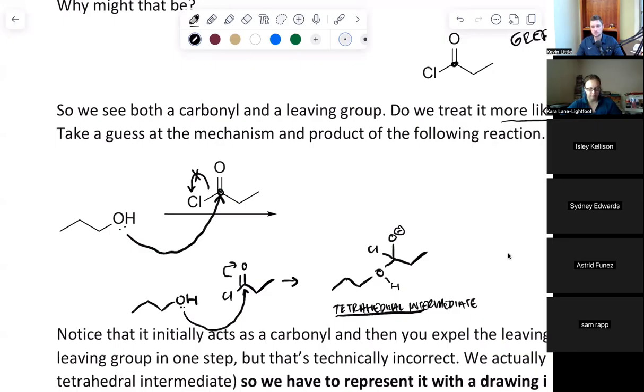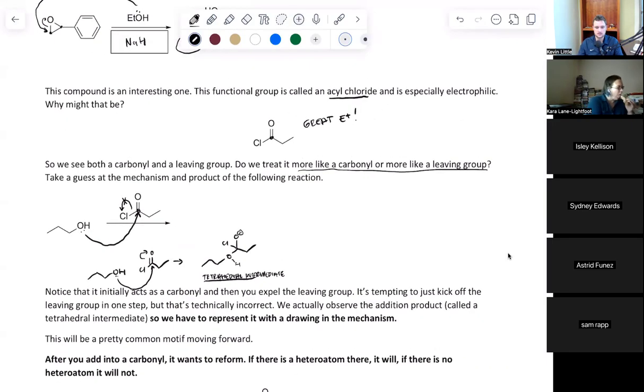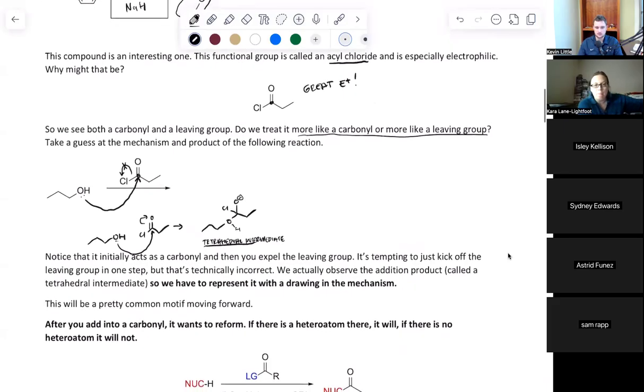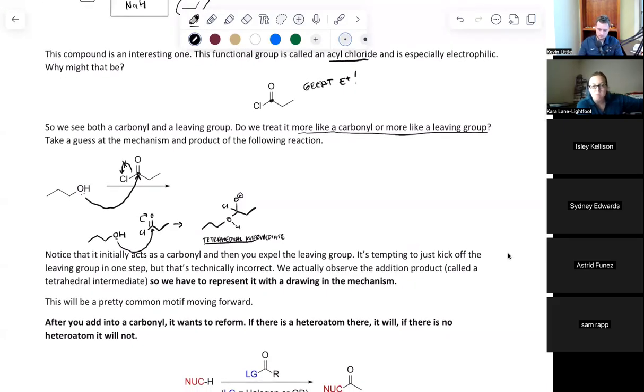And I want you guys to get in the habit: if there's a carbonyl, we add into the carbonyl, no matter what else is attached to it. However, there's a phrase I want you guys to say in your mind. After you add into a carbonyl, it wants to reform. If there is a heteroatom there, it will. If there is not, it will not.